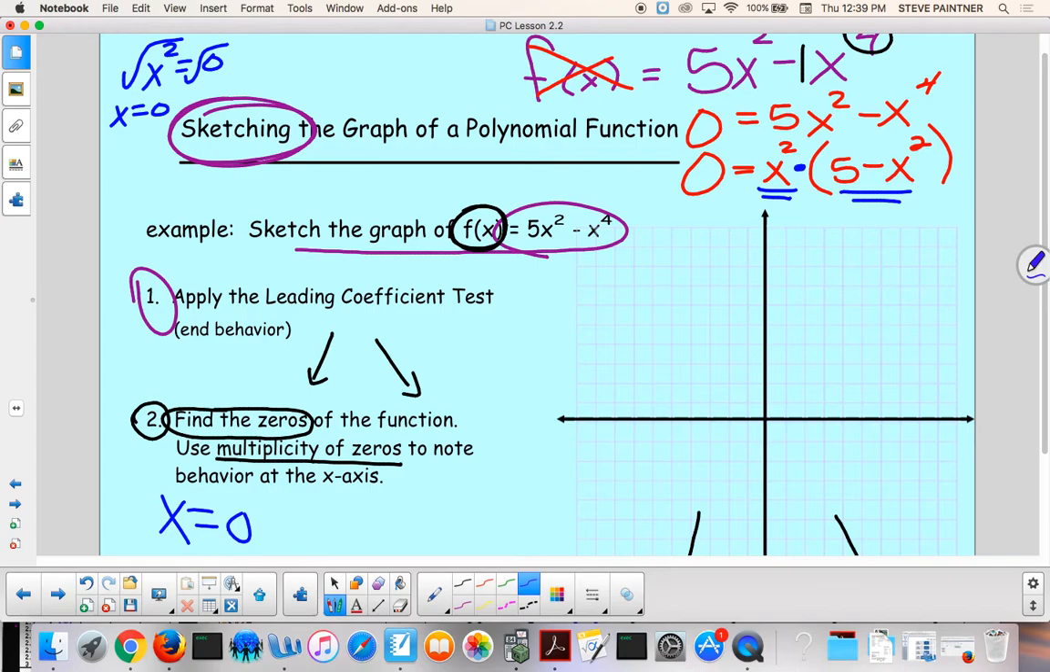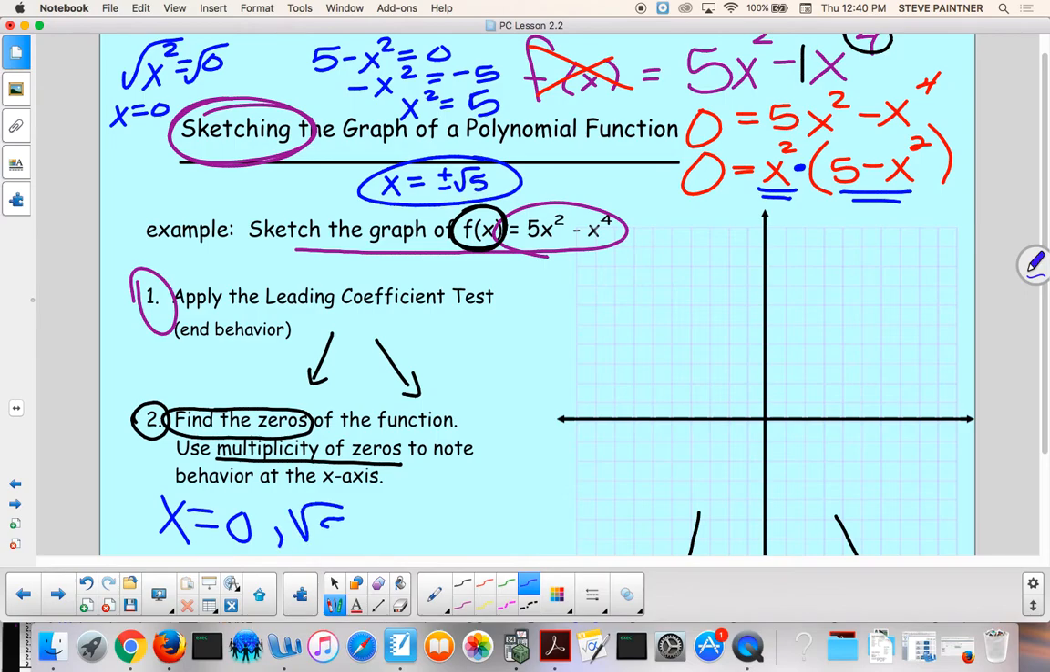Okay, there's another one. 5 minus x squared, when's it 0? Plus or minus square root of 5. Okay, but hang on, let me show my work. You want to know when that number in there is 0? Set it equal to 0. Move the 5 over. Right? Now what? Divide by negative 1, you get x squared equals 5. Okay, now what? Square root, you get x equals what? Plus or minus square root of 5. Okay, so the zeros are square root of 5, negative square root of 5, and 0.